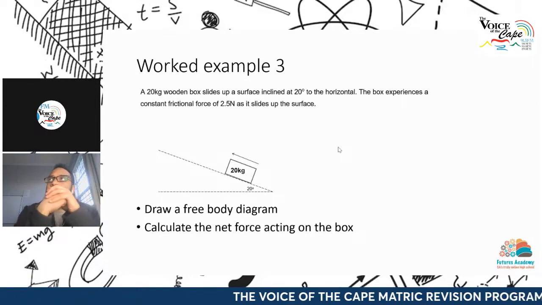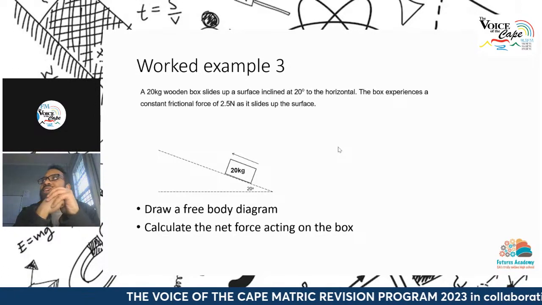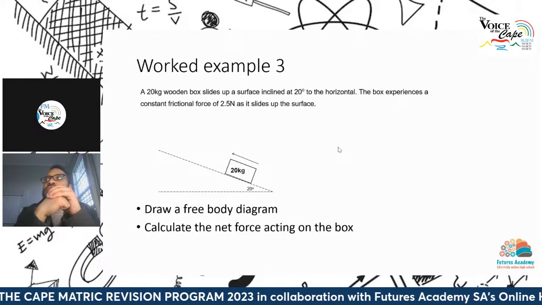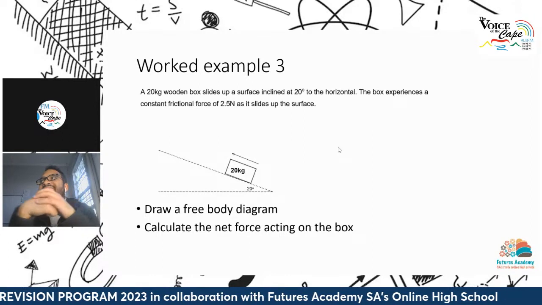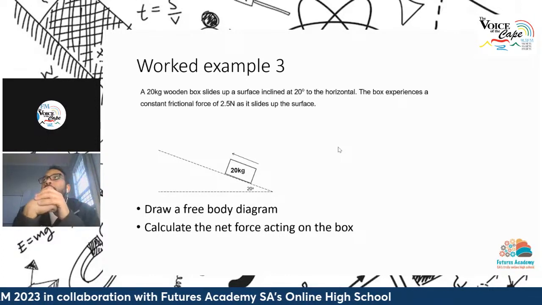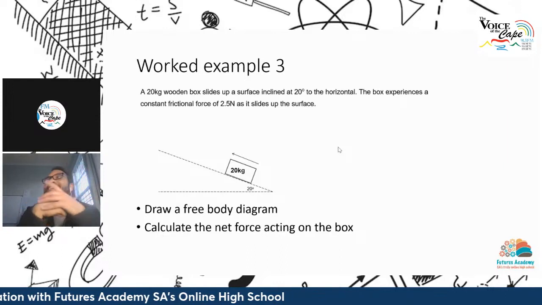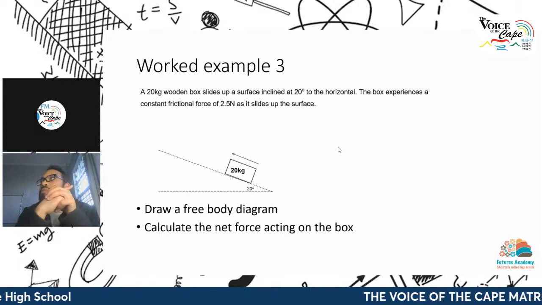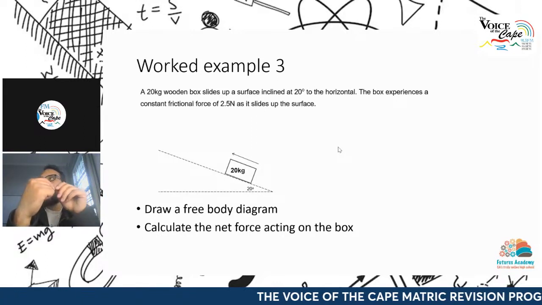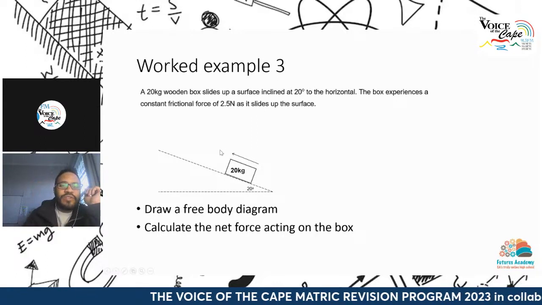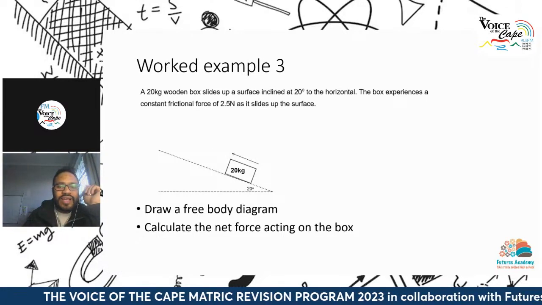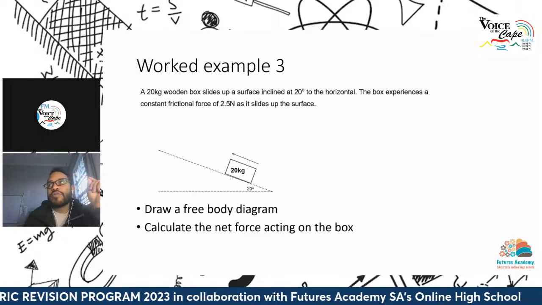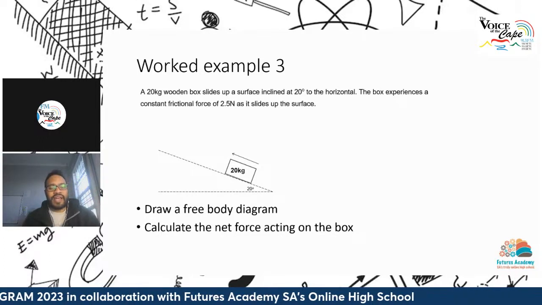A 20-kilogram wooden box slides up a surface inclined at 20 degrees to the horizontal. The box experiences a constant frictional force of 2.5 newtons as it slides up the surface. So now the box is sliding up the inclined surface. The box experiences a constant frictional force as it slides up the surface. So if it's experiencing a constant frictional force whilst it's moving upwards, remember that the frictional force will be acting down the incline.